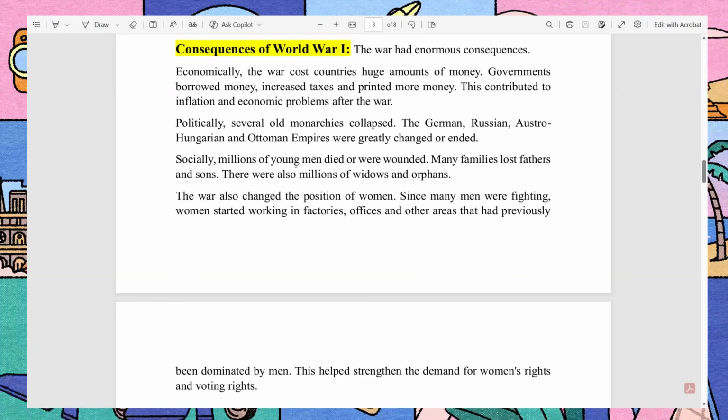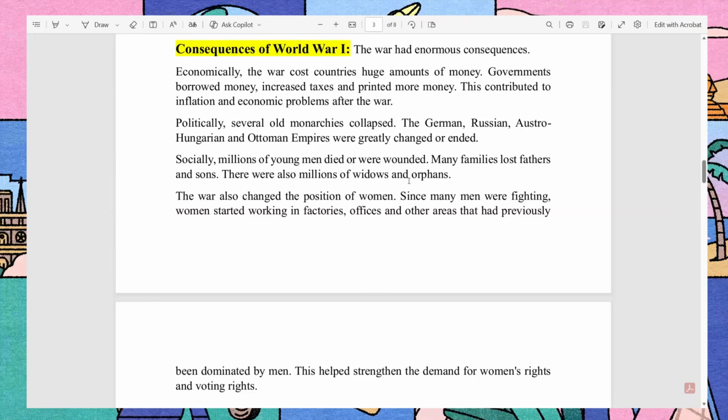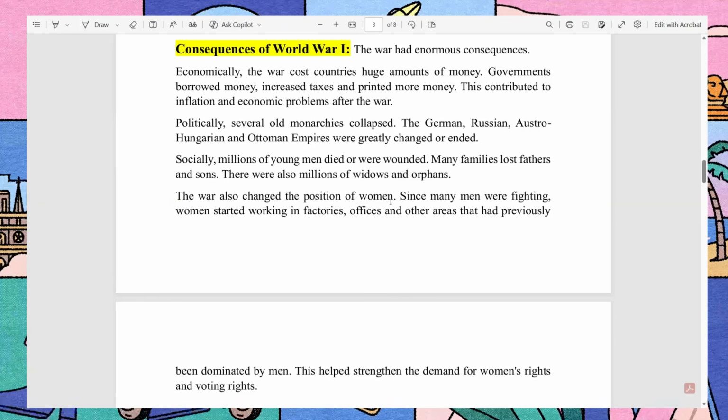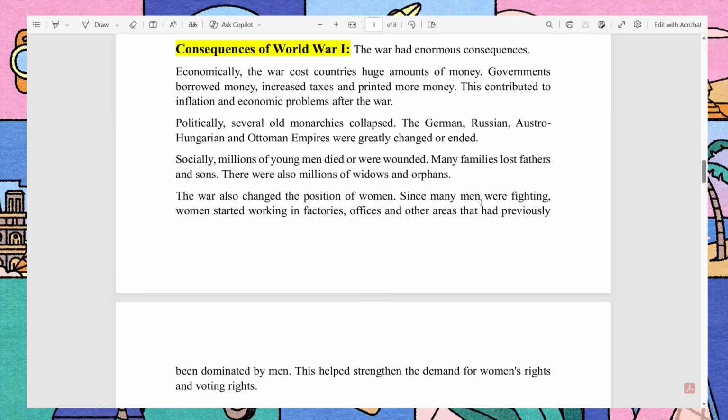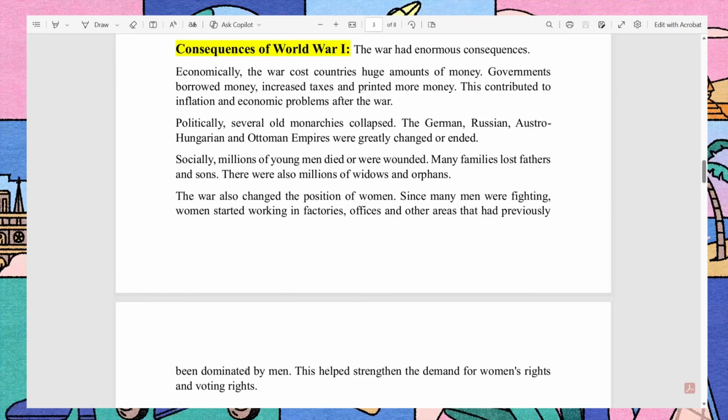Socially, millions of young men died or were wounded. Many families lost fathers and sons. There were also millions of widows and orphans. The war also changed the position of women. Since many men were fighting, women started working in factories, offices, and other areas that had previously been dominated by men. This helped strengthen the demand for women's rights and voting rights.